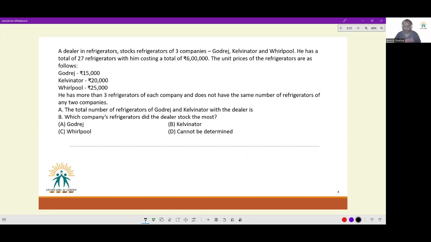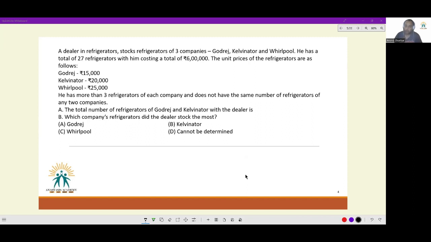Next question now. A dealer in refrigerators stocks refrigerators of 3 companies: Godrej, Kelvinator, and Whirlpool. He has a total of 27 refrigerators with him, costing a total of 6 lakhs. The unit prices of refrigerators are as follows. Godrej, Kelvinator, Whirlpool, we have the prices given. He has more than 3 refrigerators of each company and does not have the same number of refrigerators of any 2 companies.